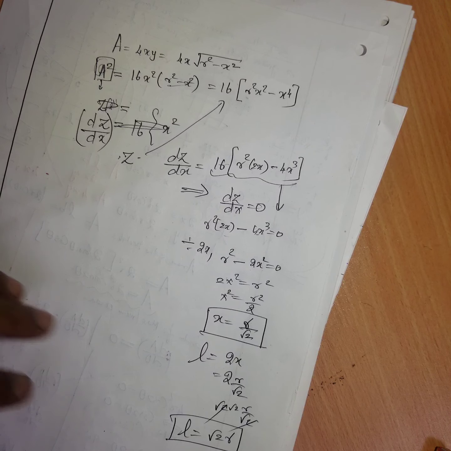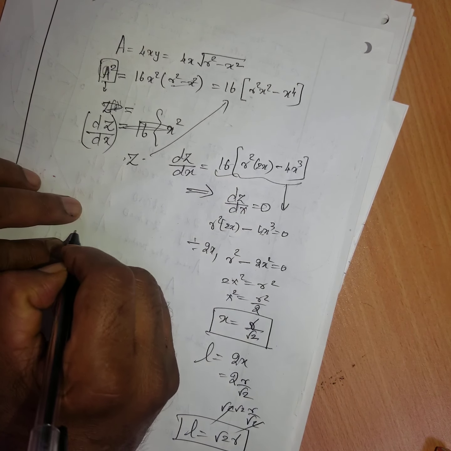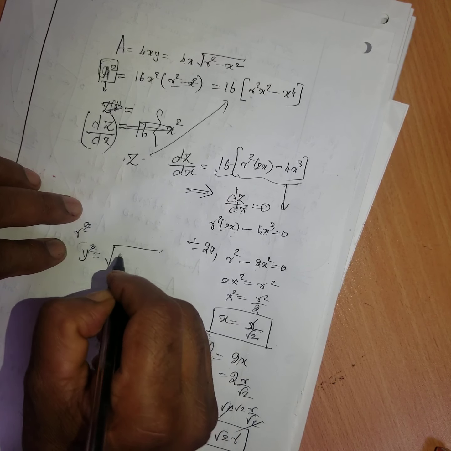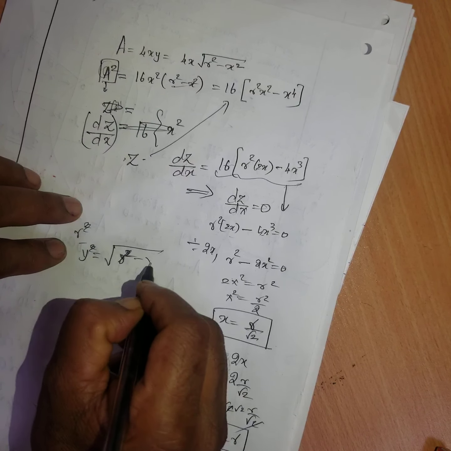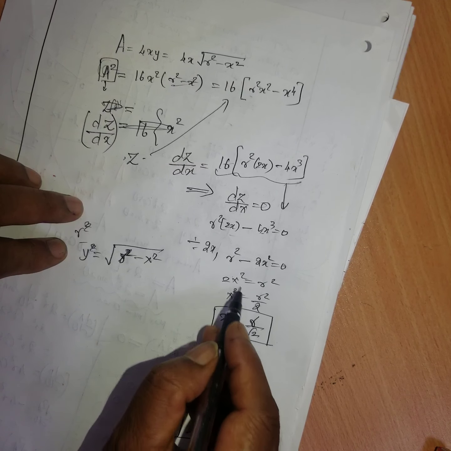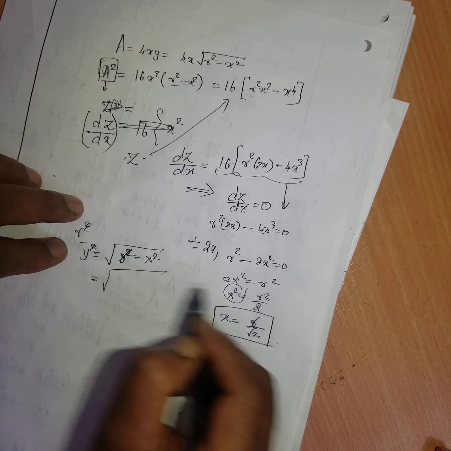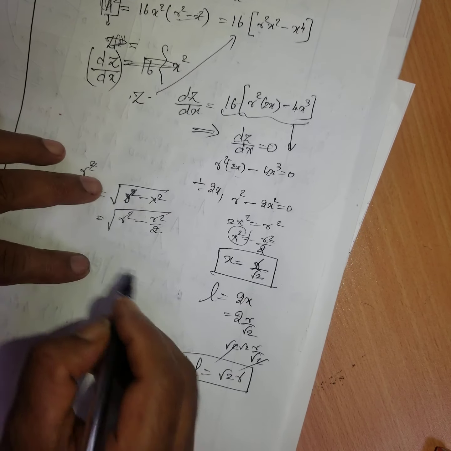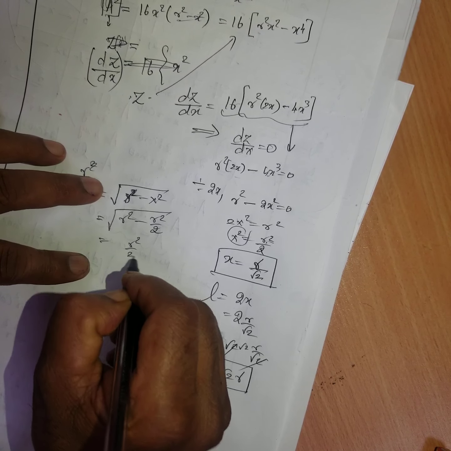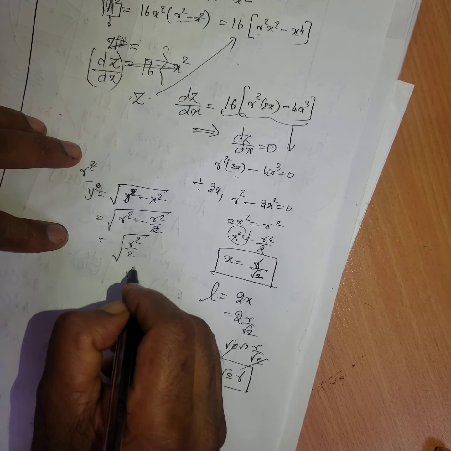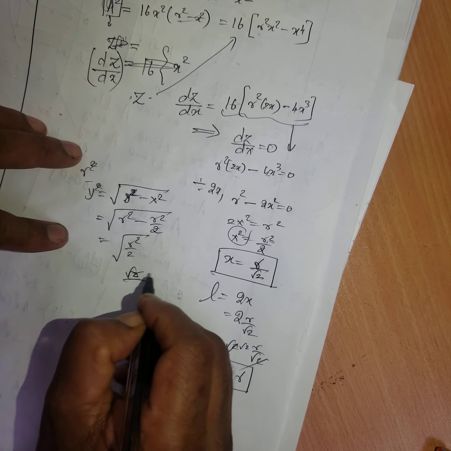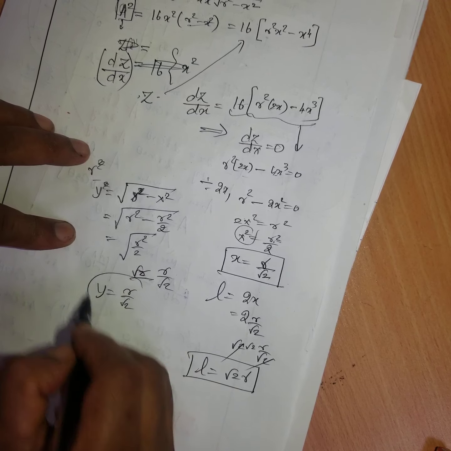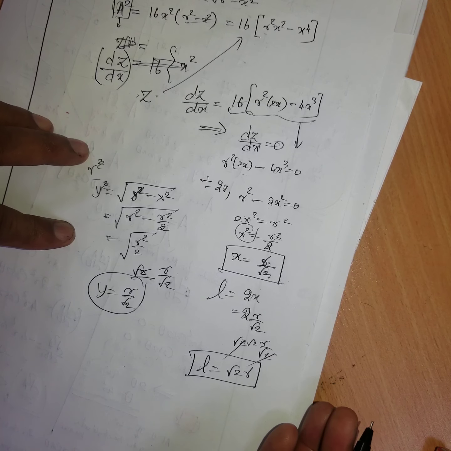Now, when x is equal to r by root 2, what is y? What is y square? y is square root of r square minus x square. What is x square? r square by 2. Again, r square by 2 only we will get. Therefore, y is equal to r by root 2. x is r by root 2, y is also r by root 2.